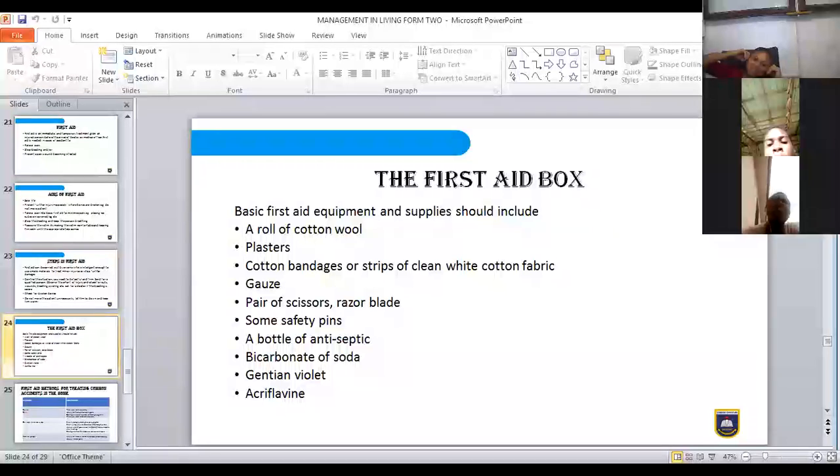Now, can we mention some of the basic items we can find in a first aid box? Cotton wool, spirit, plaster, scissors, gentian violet, detergent. But you know, all these things have their uses.